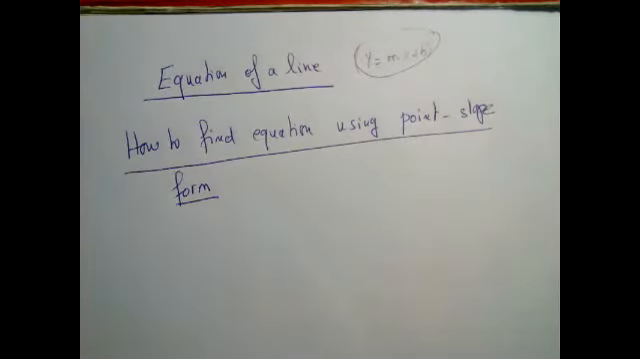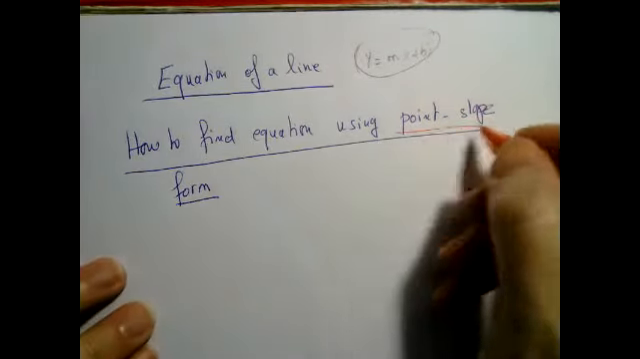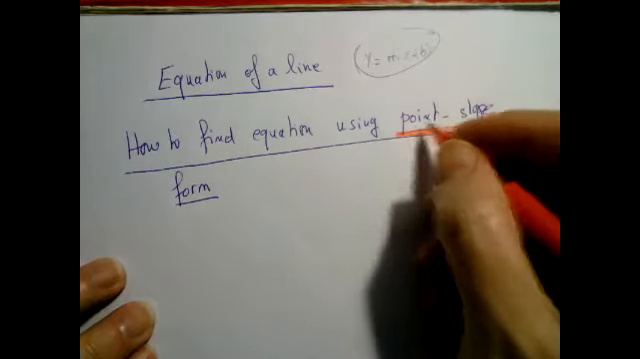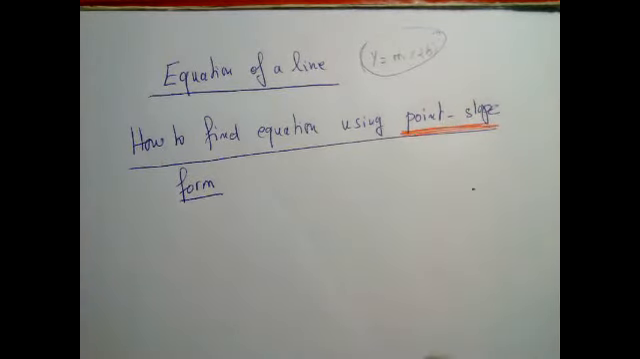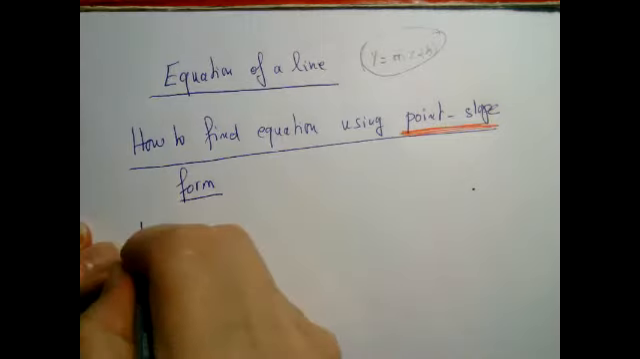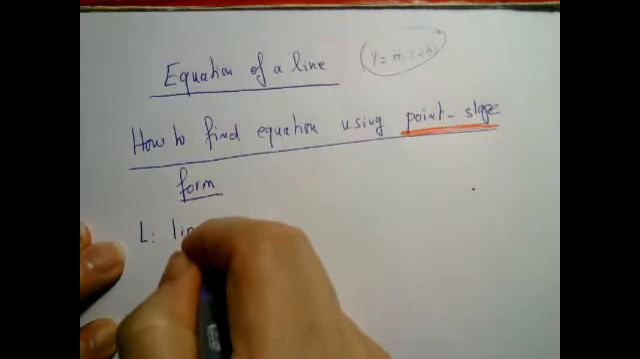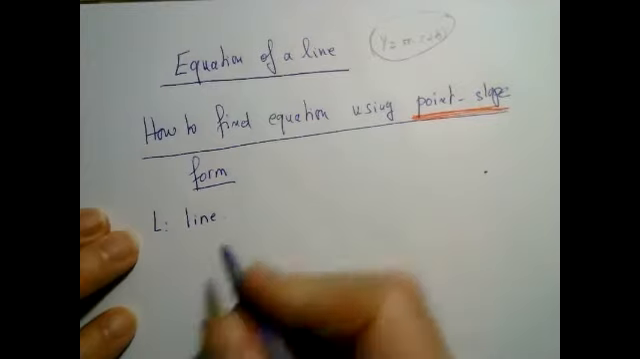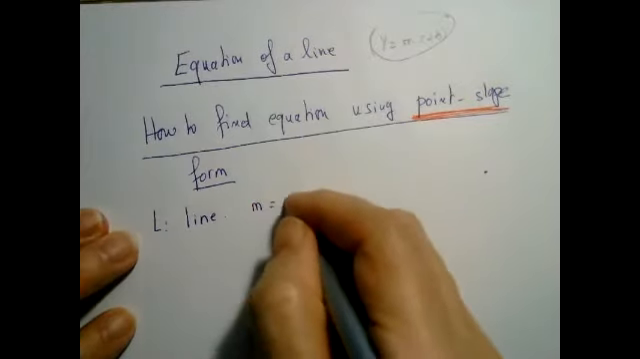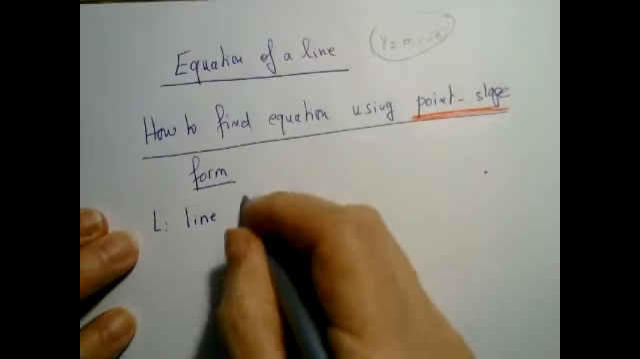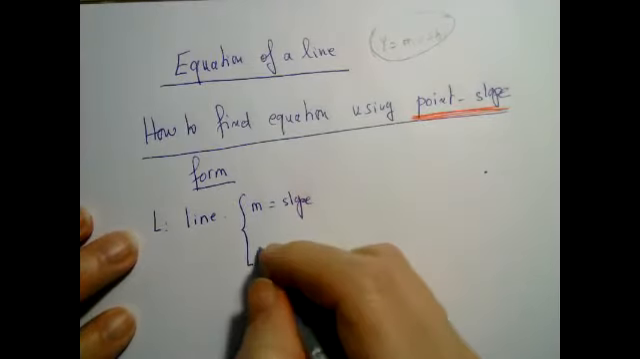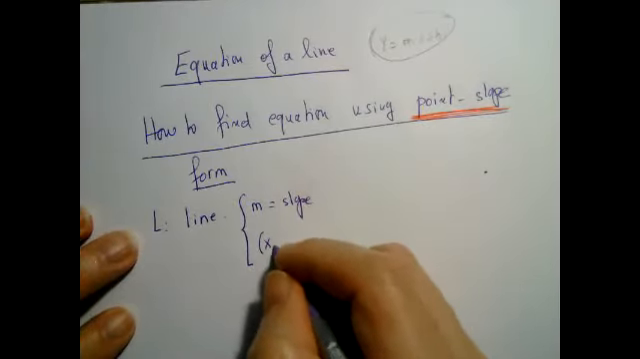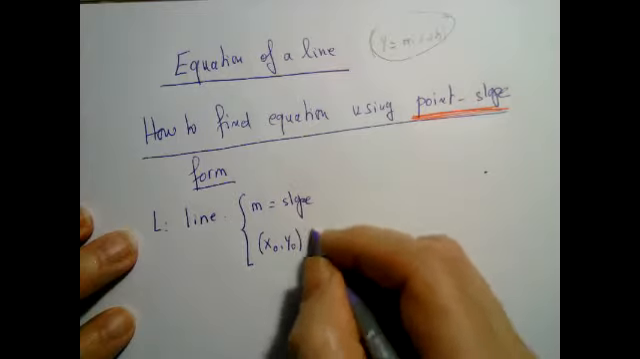So we're going to use what we call the point slope form. So let's see what this means, point and slope. Suppose you have a line L. So L is a line, and I know 2 things about it. M is the slope of the line. And I'm going to call this x0, y0, a point on the line.